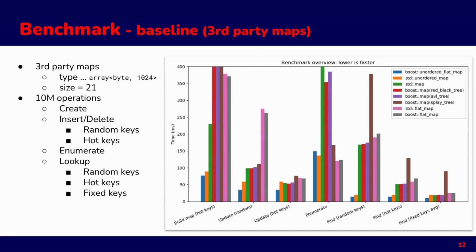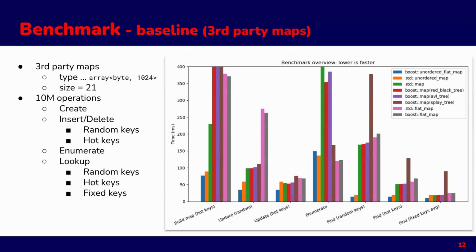But yeah, the benchmark was 10 million operations: creates, insertions, deletions. The update here means that we are looking up an existing level, deleting it, and then inserting a new level at the same place. Enumeration was get best, and then next over the container. And lookups are basically price-based lookups based on random keys, hotkeys, and fixed keys. The number of lookup operations is 10 million.